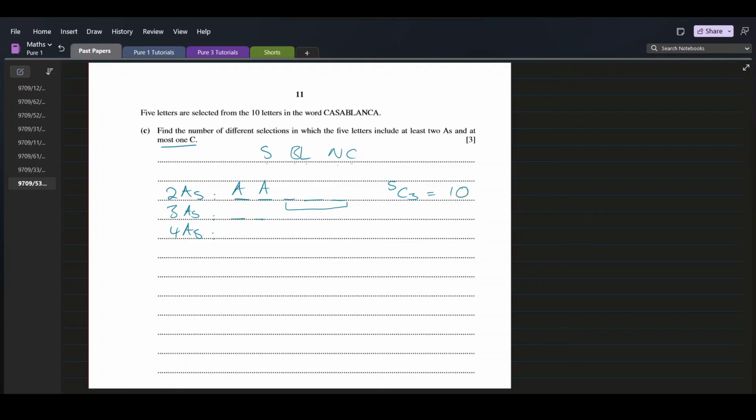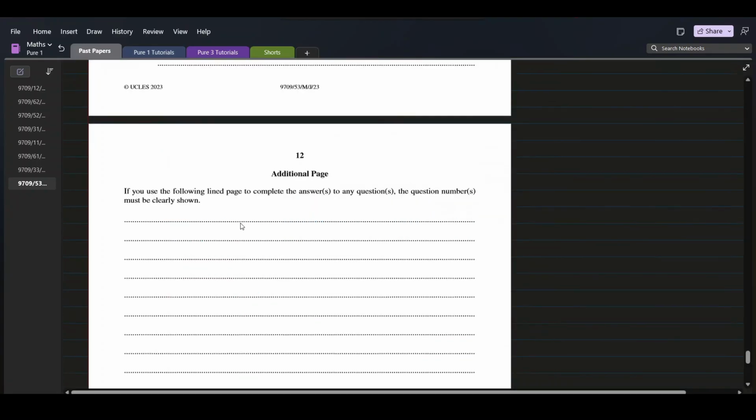And then the second scenario, we are picking 3 A's, and now we have 2 slots remaining for 5 letters, which is 5 choose 2, which is also 10. And then the last scenario, we have selected all 4 A's, and we have 1 slot remaining for 5 letters, so that's 5 choose 1, which is 5. If we tally up all the results from the 3 scenarios, that gives us 25, and 25 would be our final answer. Oh, that's the last question.